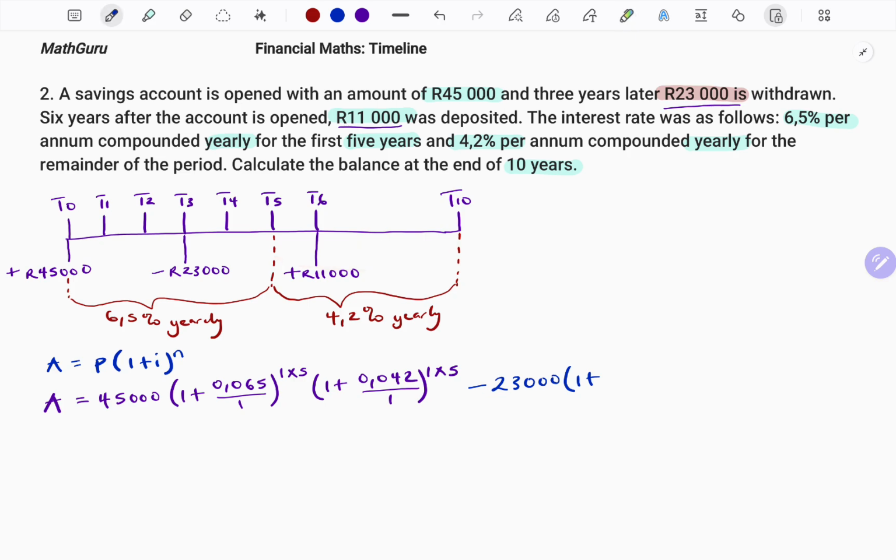So that's going to be the first interest rate, 6.5%, 0.065. It's also compounded yearly, so I divide by 1 for the next 2 years. So that's 1 times 2. Then for the rest of the years, that is going to be 1 plus 4.2%, so 0.042 divided by 1, as it's compounded yearly. And because I have 5 years left, it's going to be 1 times 5. So I'm done with 45,000. I'm done with the withdrawal of 23,000.